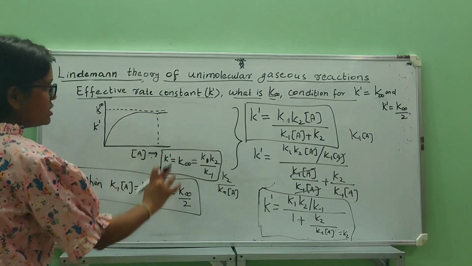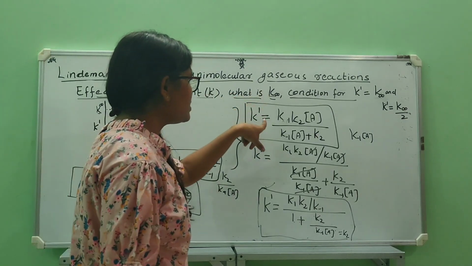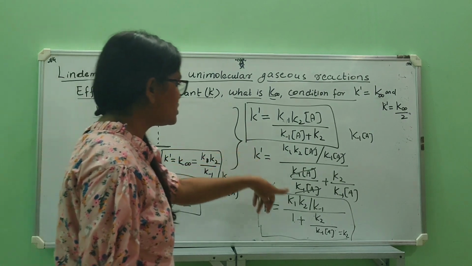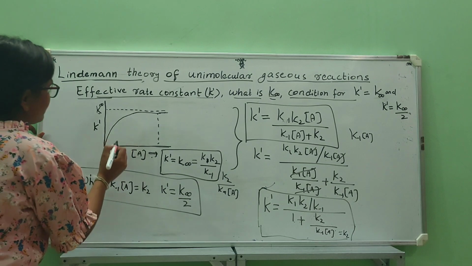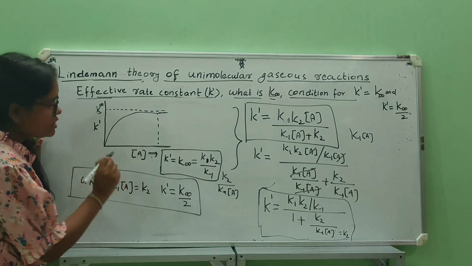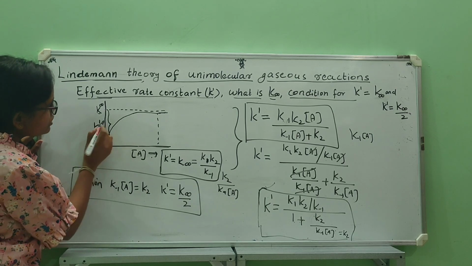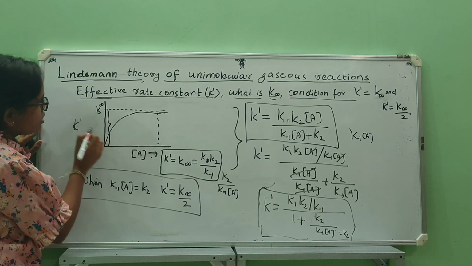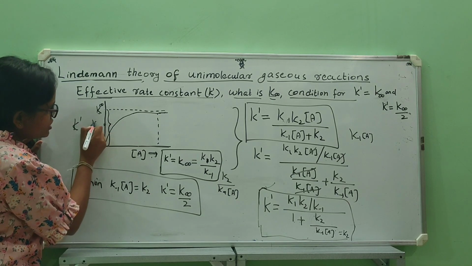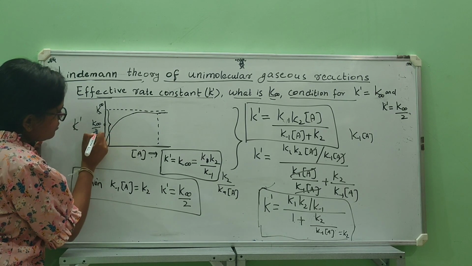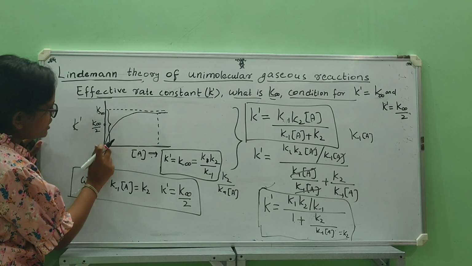Okay, now we have learned what is effective rate constant. We have learned the condition for K dash to become K infinity, and we have also learned the condition for K dash to become K infinity by 2. So where will K infinity by 2 lie on this graph? On this graph, this is K infinity, and this is K dash, okay? So K infinity by 2 lies somewhere at the center, right? So this will be K infinity by 2.